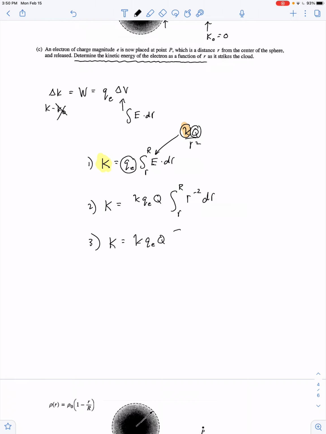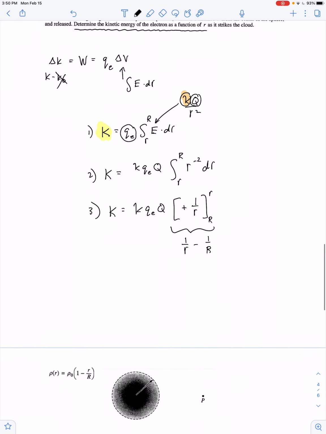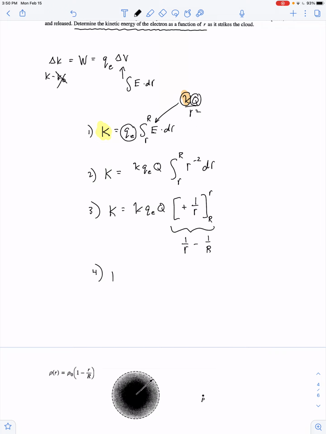Okay, and this gives us negative 1 over r. But we can change that to a positive if we flip the limits of integration. And so this becomes 1 over lowercase r minus 1 over capital R. All right.